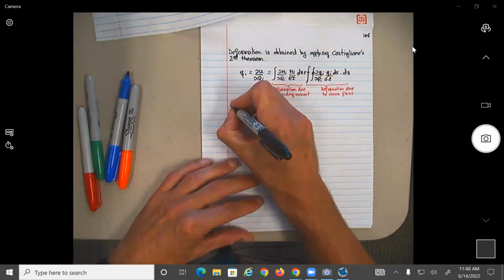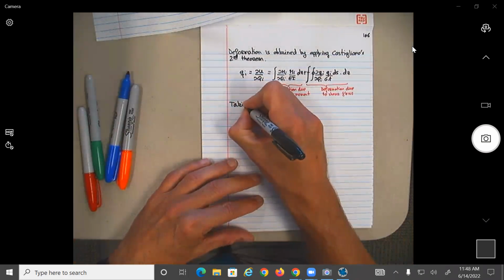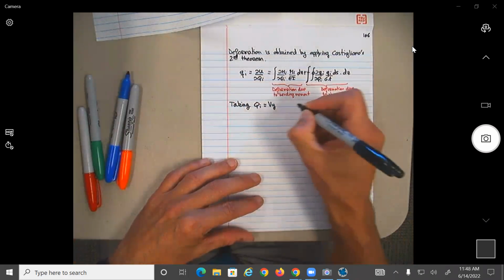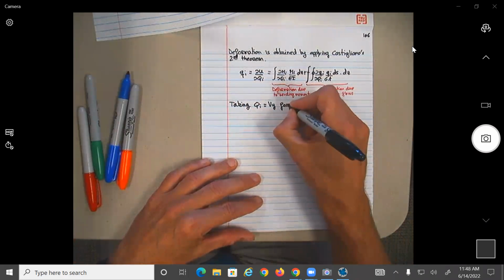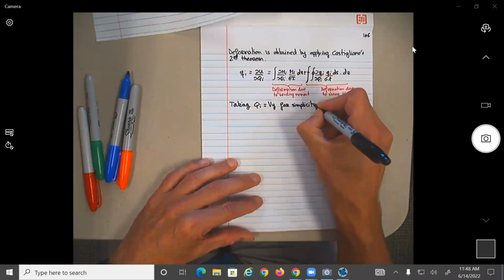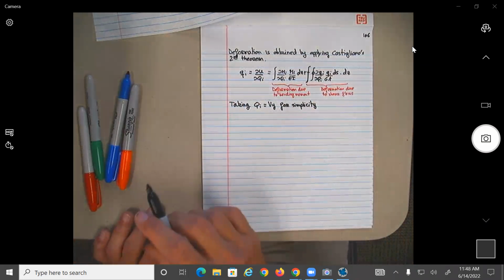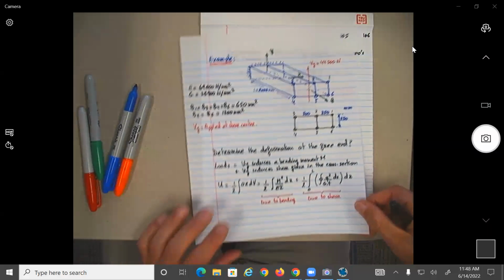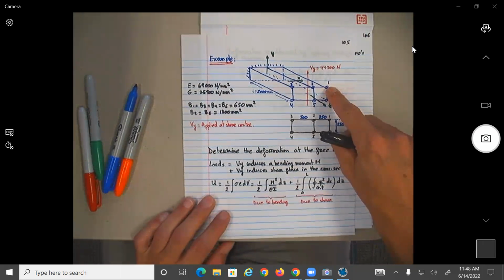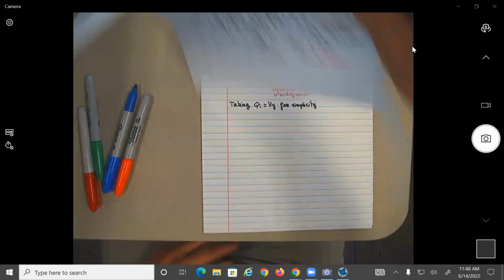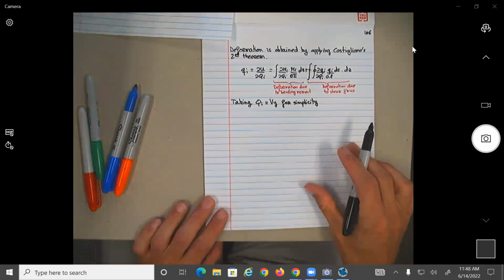So, taking Q sub I equal to Vy for simplicity. We don't even know what is applied, but we know it will be at the free end. Otherwise, if we really wanted to calculate the deformation at 1, then what should we do? We should put a fictitious force over there, no? But I don't want to do that.